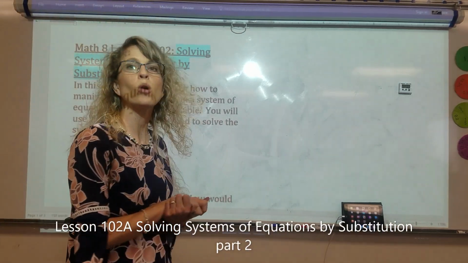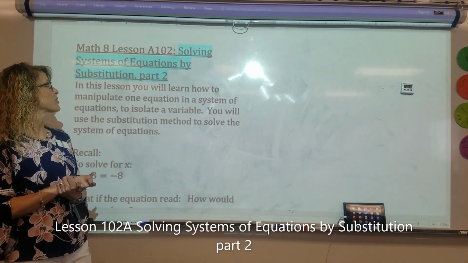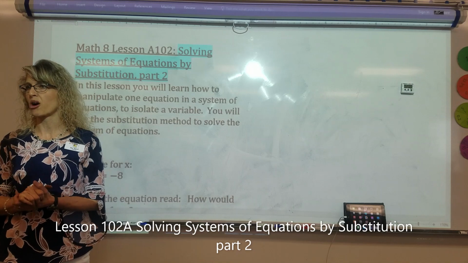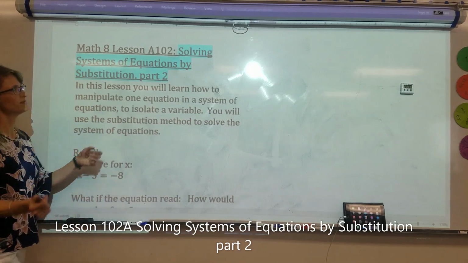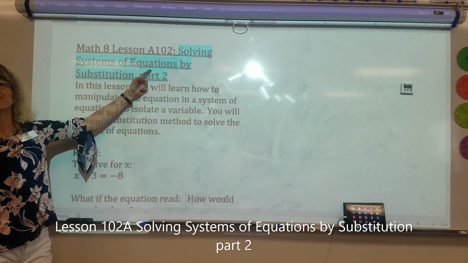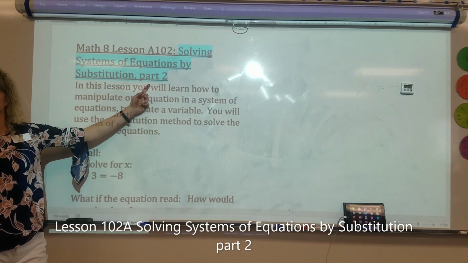Today's lesson is A102. We're going to solve systems of equations by substitution, part 2. What's our objective? Get ready? Solving systems of equations by substitution, part 2.